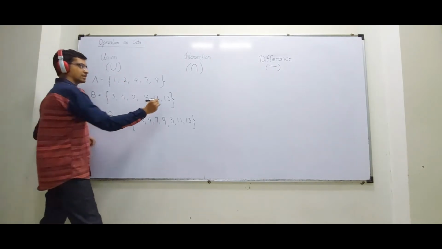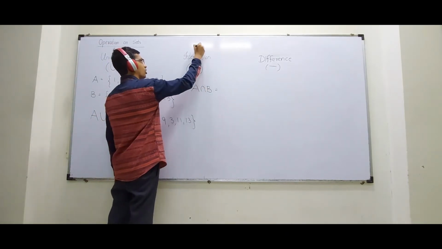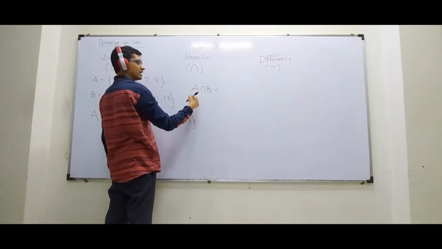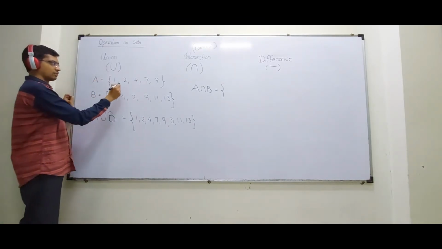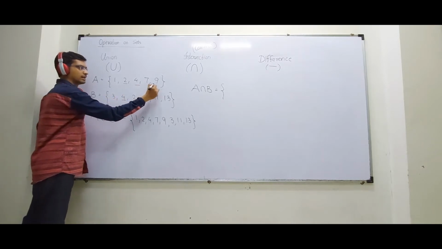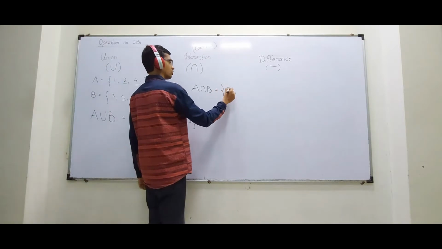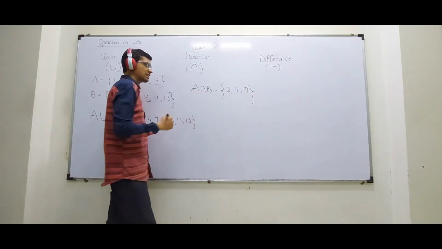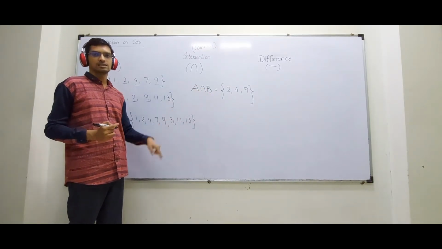Now intersection. A intersection B means only common elements between both the sets. What are the common elements? You can see 2, 2, 4, 4, 9, 9. Only 3 elements are common. So I'll write 2, 4, 9. Intersection means common elements between both sets.